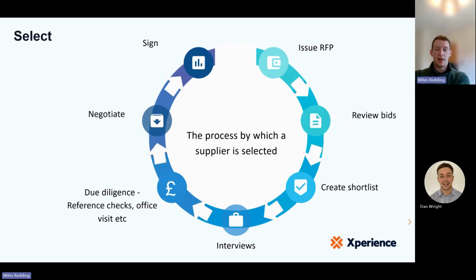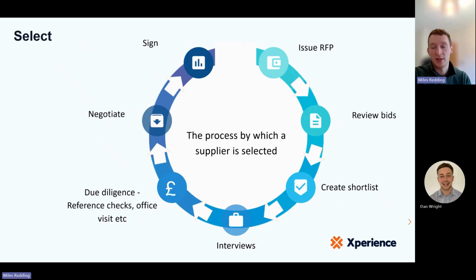And then once you've gone through that period of what have we got now, the current state, what do we want, the desired state, we can then look to expand on the process to select the right partner. So I've got on screen here what I would deem those 6-7 steps and process that you need to go through. Step one will always be issuing the RFP.